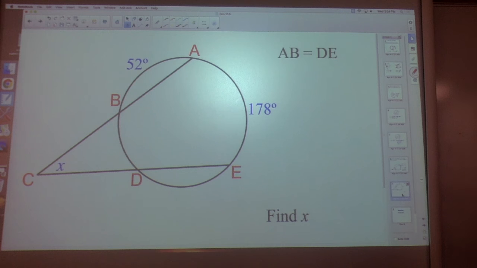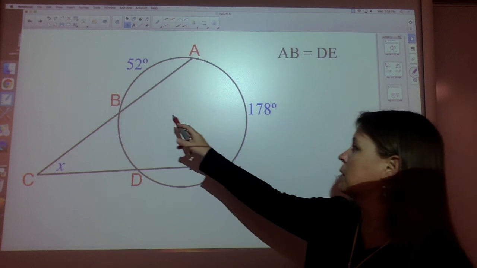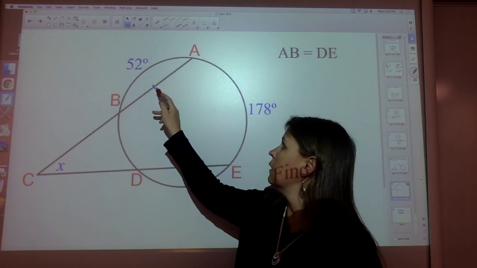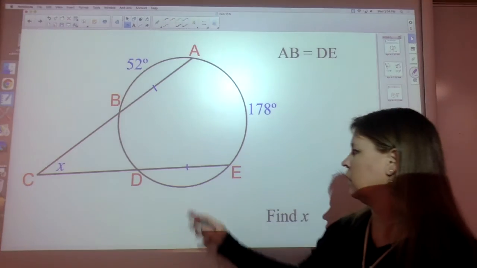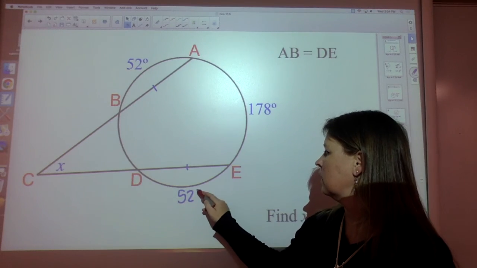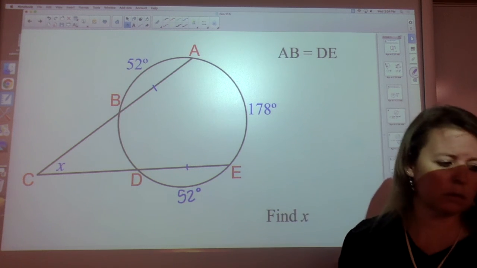Okay, you're back. Let's see if you found it. If chord AB is the same size as chord DE, those are congruent chords. Congruent chords cut off the same size arc. So if that's 52, then that is 52.